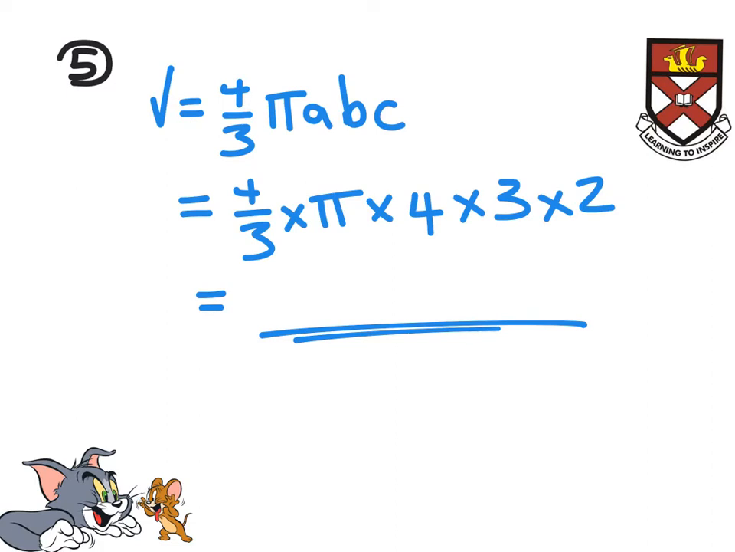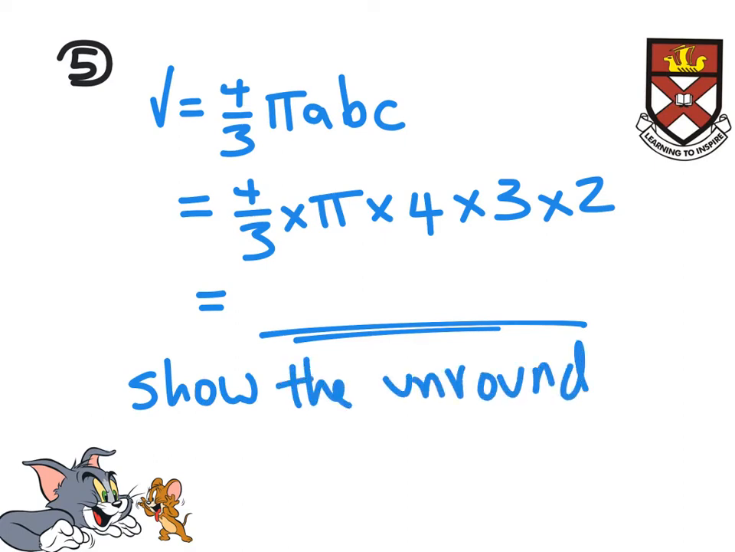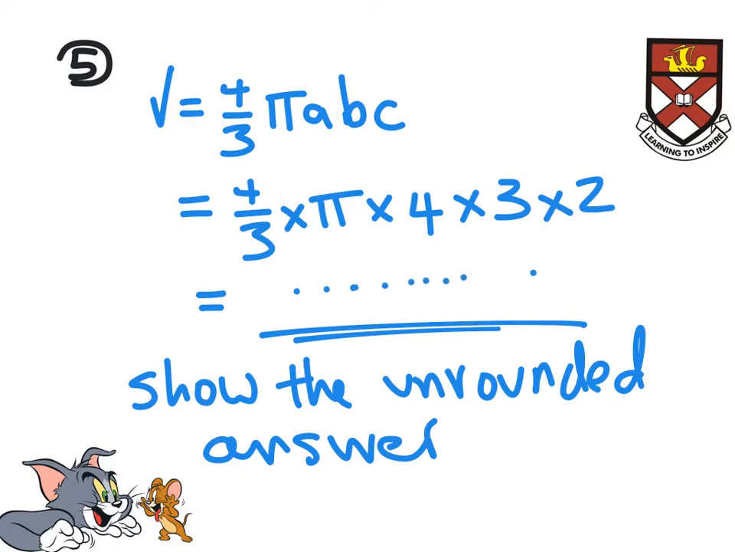Now, this week, I'm going to penalise you if you don't show the unrounded answer. Because the question asks you to round to 1 decimal place, you must put the unrounded answer in. So whatever your calculator says, write that down, and then round off to 1 decimal place. You must show the unrounded answer before you give the final answer.